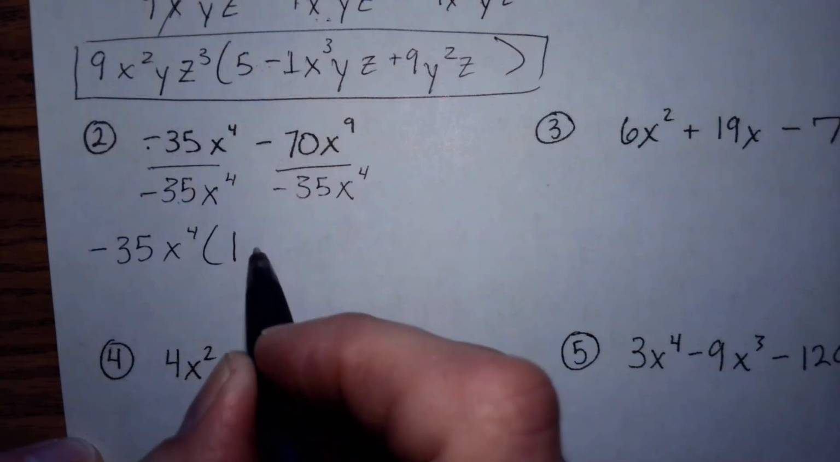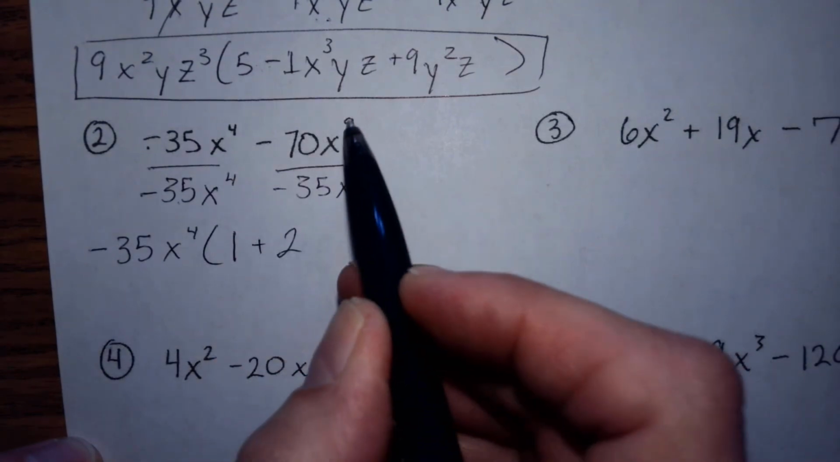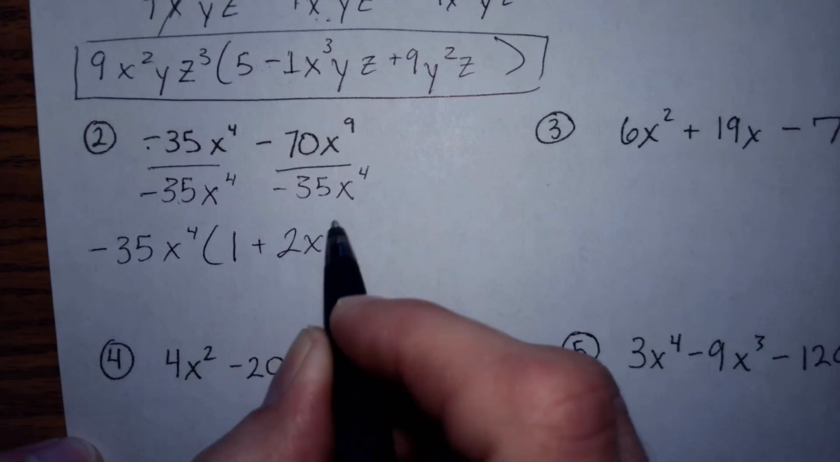70 divided by 35 is positive 2. And then we subtract the exponents, x to the 5th.